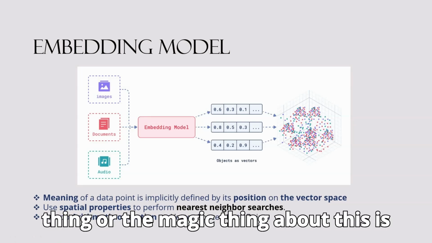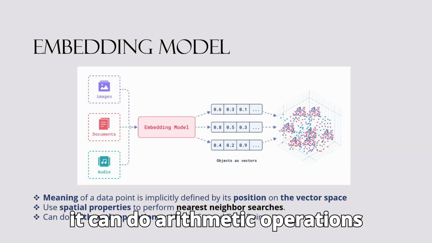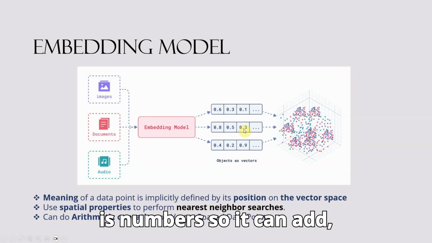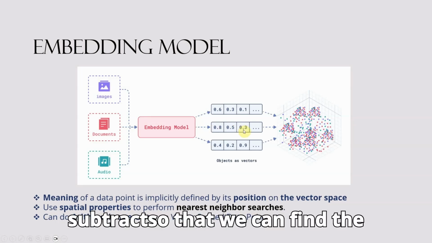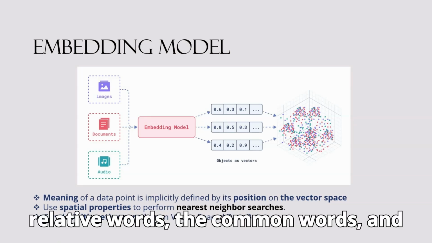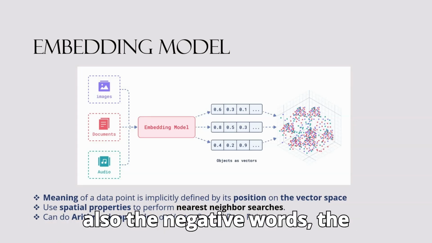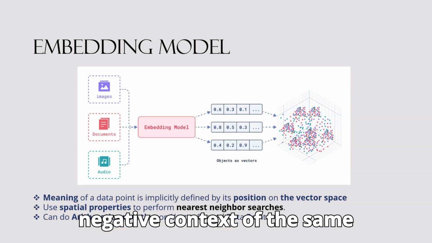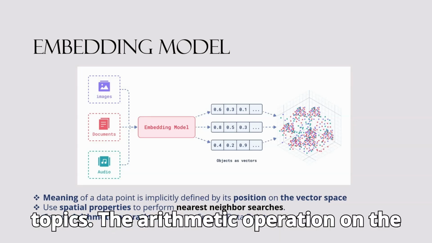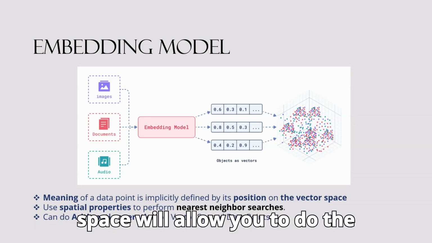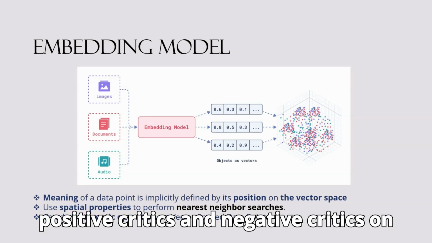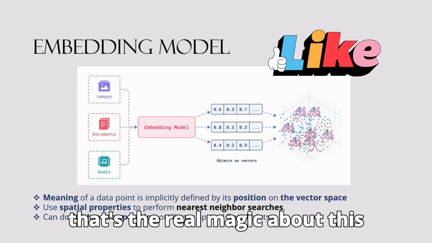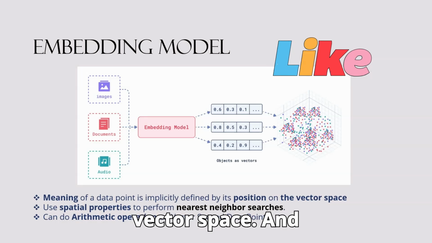Another cool thing, the magic thing about this, is it can do arithmetic operations, because the vector space representation is numbers, so it can add and subtract. So we can find the relative words, the common words, and also the negative words, the synonyms or different negative context of the same topics. The arithmetic operation on the space will allow you to do positive critics and negative critics on a topic. That's very important, that's the real magic about this vector space.